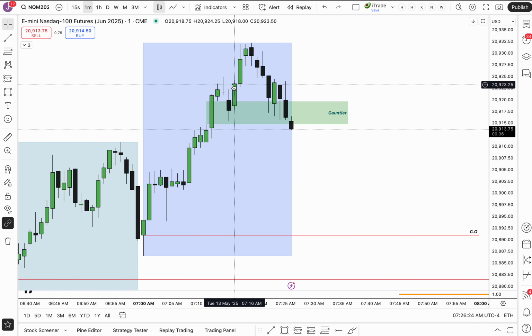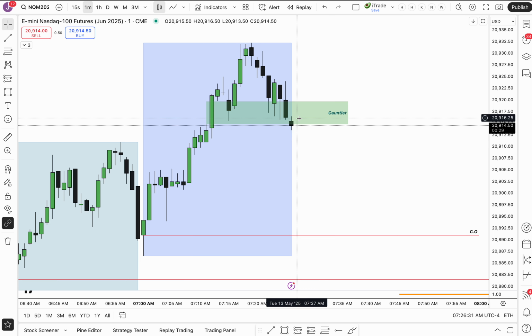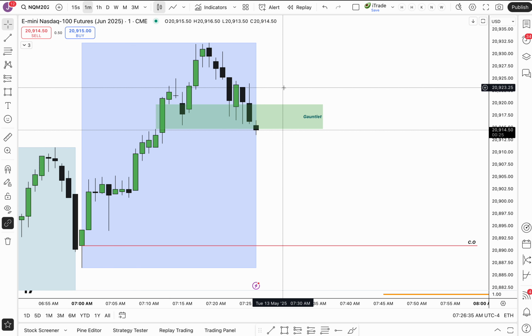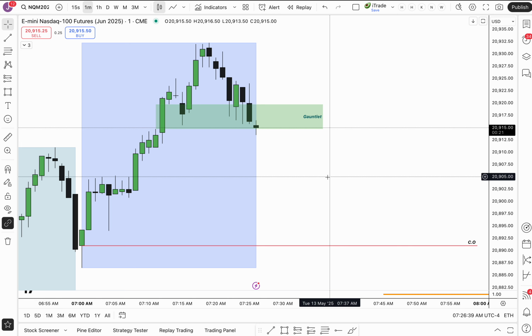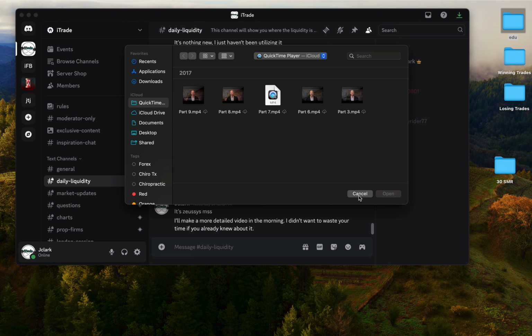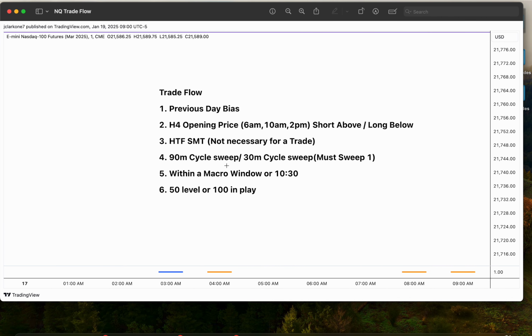But it needs to close below. Okay, you need to have a closure below that gap. So yeah, and then we can just tie it into these as well. Okay, I don't really use that, but H4 opening, tied in with that.